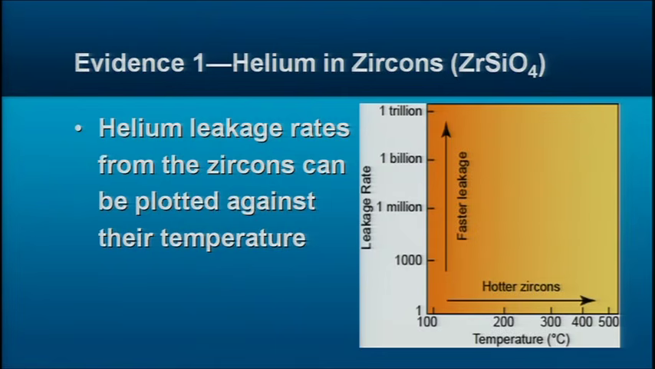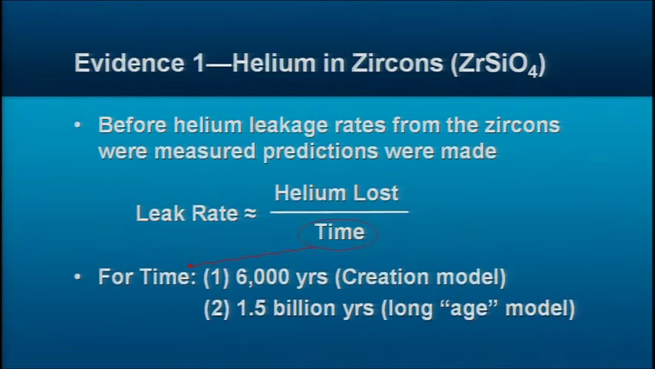We know that the hotter the zircons, the faster the leakage rate, as you can see in that graph. Now, don't get fazed by these diagrams and graphs. They're really simple to understand. And we can make a calculation. The helium lost divided by the time is what we call the leakage rate. And so we wanted to look at this data in this drill hole to see if you plugged in 6,000 years, what would the leakage rate be?